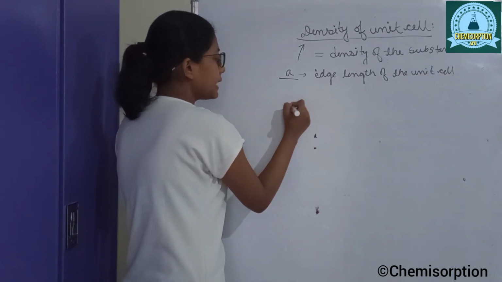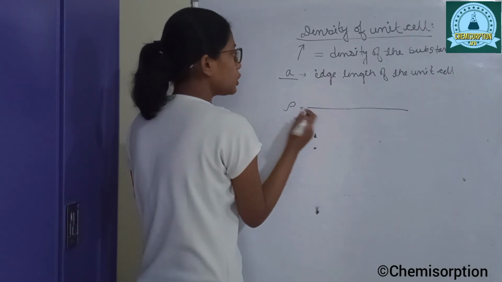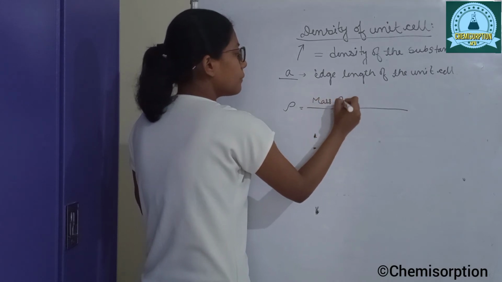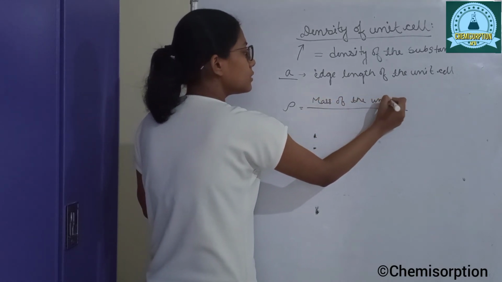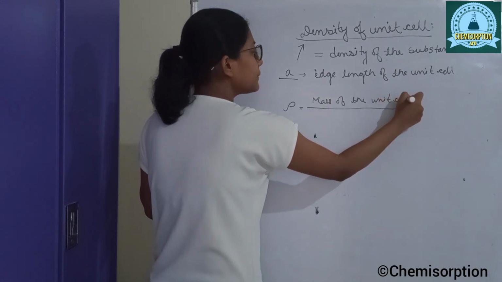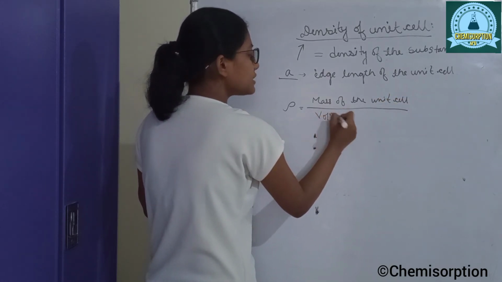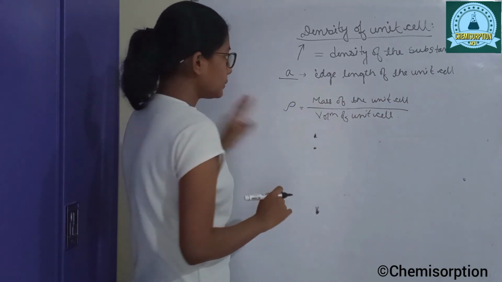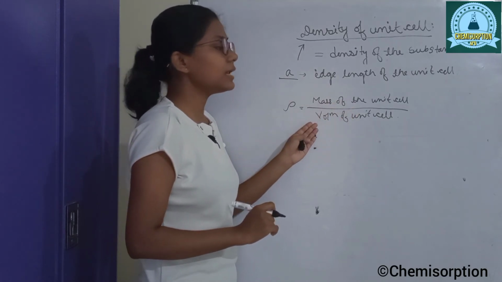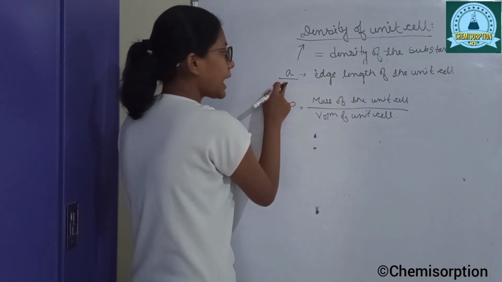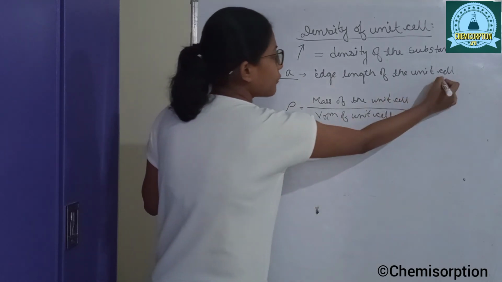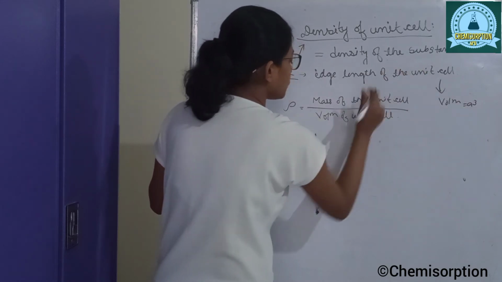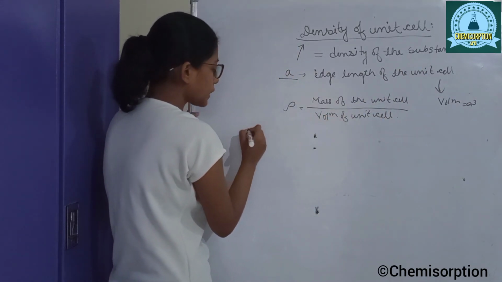Now we know that density is equal to mass by volume. So density of the unit cell is equal to mass of the unit cell divided by volume of the unit cell, right? If a is the edge length of the unit cell, then for a cubic system volume will be a cube.